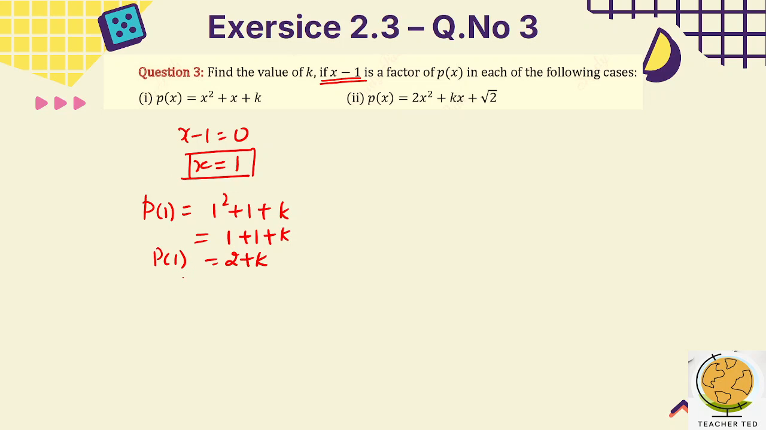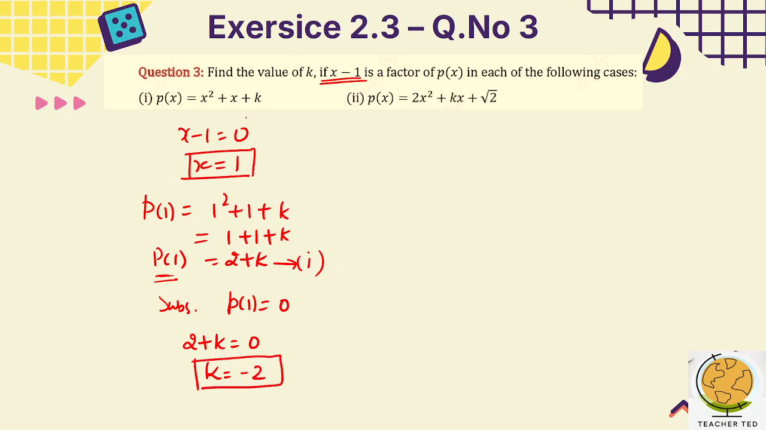Just go back to my previous video, where in the factor theorem we can say that if you want to find any variable or constant here, you need to substitute, and the remainder becomes 0. Since the factor is equal to 0, the remainder also becomes 0. That is, substitute p of 1 is equal to 0 in the given equation. It becomes 2 plus k is equal to 0, k is equal to minus 2. So this is the value of k. If you substitute it in this equation and x is equal to 1, it becomes 0.